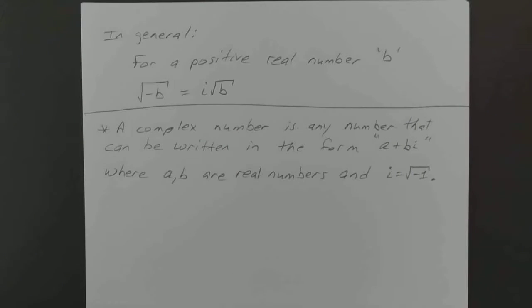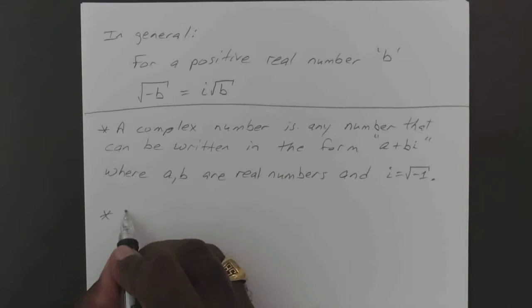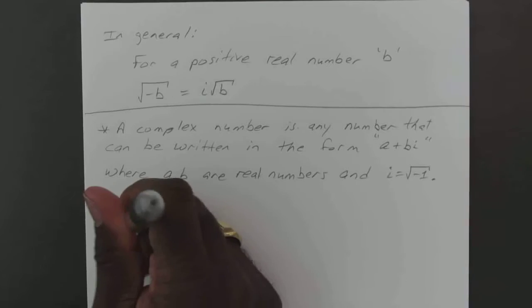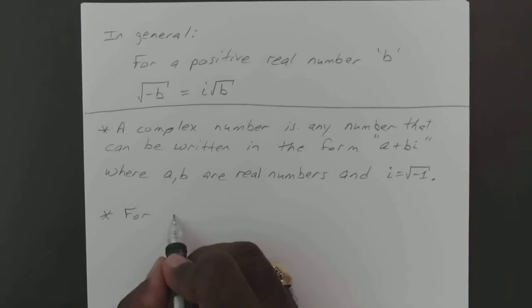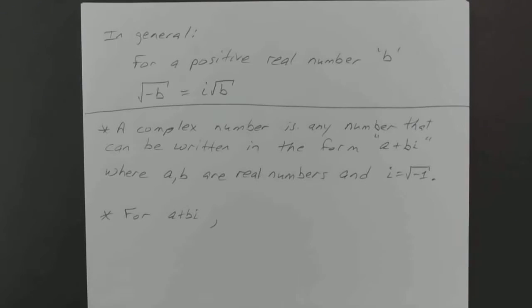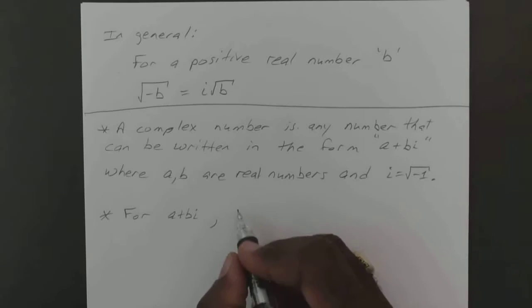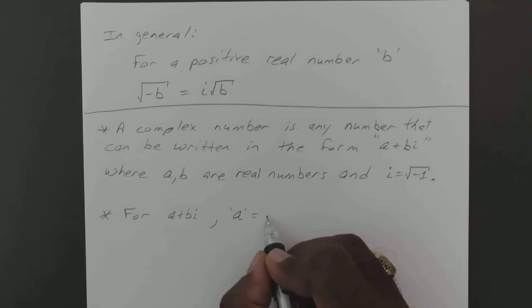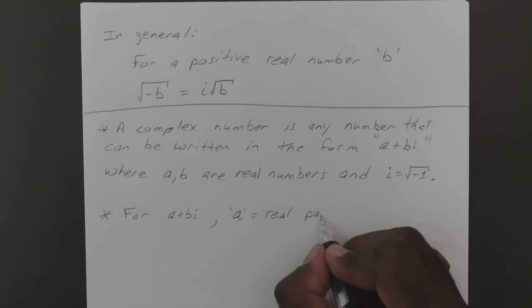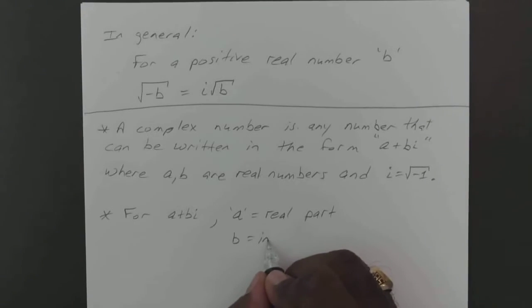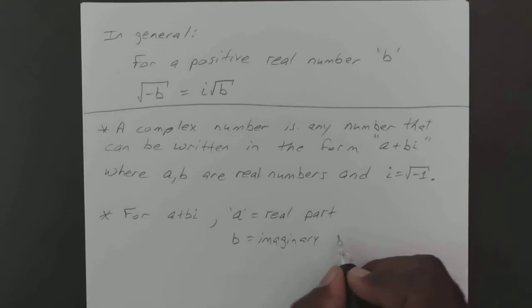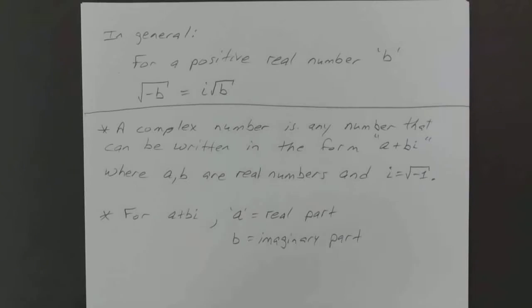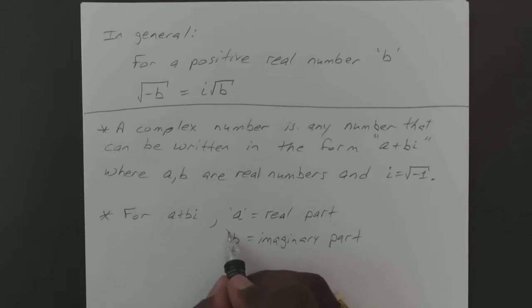Okay, so let me see. Just a quick note. For a plus bi, the a is the real part, and the b is what they call the imaginary part. Oop, forgot my parentheses there.